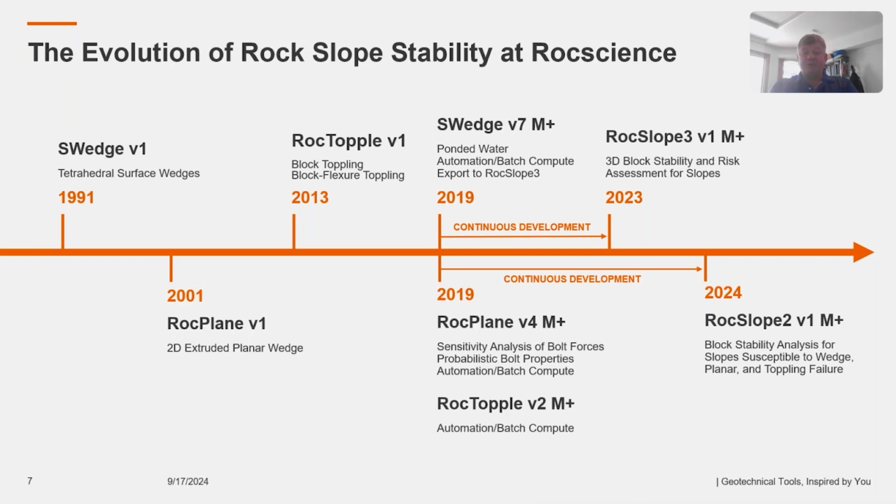Then in 2001, we developed RocPlane. That was to basically add to the types of modes of failure in rock slopes to analyze. And then in 2013, we developed RocTopple, both for block toppling, Goodman's method, and block flexural toppling.